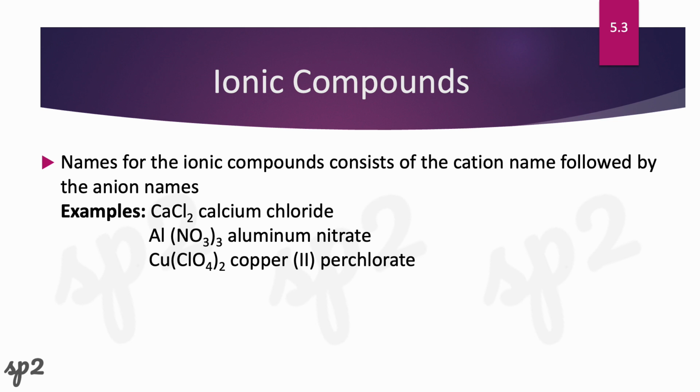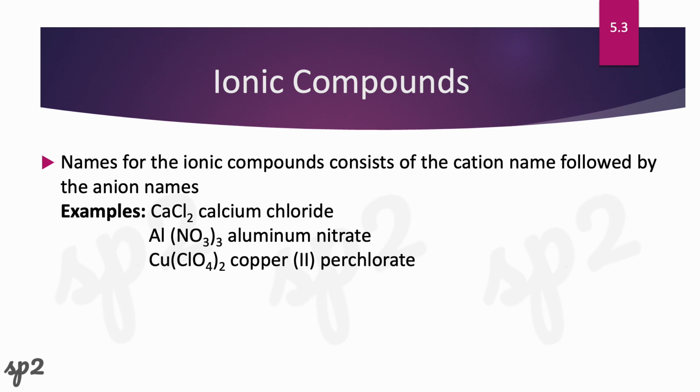Looking at the second one, I have Al, which is aluminum. Again, I do not have more than one option for the charge. Aluminum must always be 3 plus, so you don't need to specify that. Just say aluminum. And then I have nitrate, which is my polyatomic anion. So nitrate, and that's it. Now for the last one, I have Cu, which is copper, but I know that copper has more than one possibility for the charge. It could be copper 1, copper 2. So how do I know which one is here?